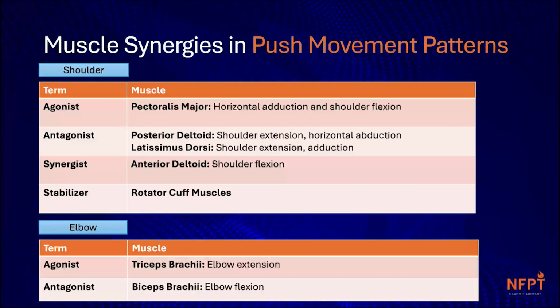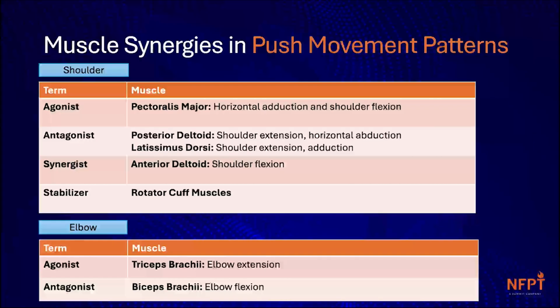Let's take a look now at the muscle synergies and push movement patterns. So first off, we've got our agonist, and the agonist is the prime mover. In a push movement pattern, the agonist is the pectoralis major because it's responsible for horizontal adduction and shoulder flexion. So the pecs are doing the majority of the work.